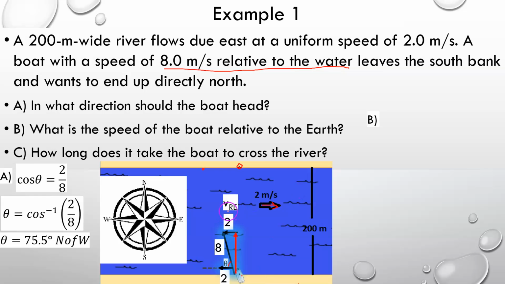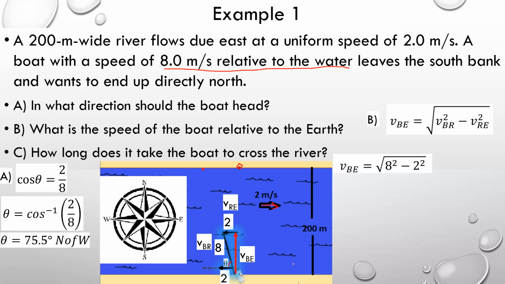So this would be the speed of the river relative to the earth, and then this would be the speed of the boat relative to the river, and then this red one that I just drew in would be the speed of the boat relative to the earth. So we just want to find that leg of the triangle. So the velocity of the boat relative to the earth, you just use the Pythagorean theorem for that, and you would end up doing the square root of 8 squared minus 2 squared, and you would get 7.75 meters per second.